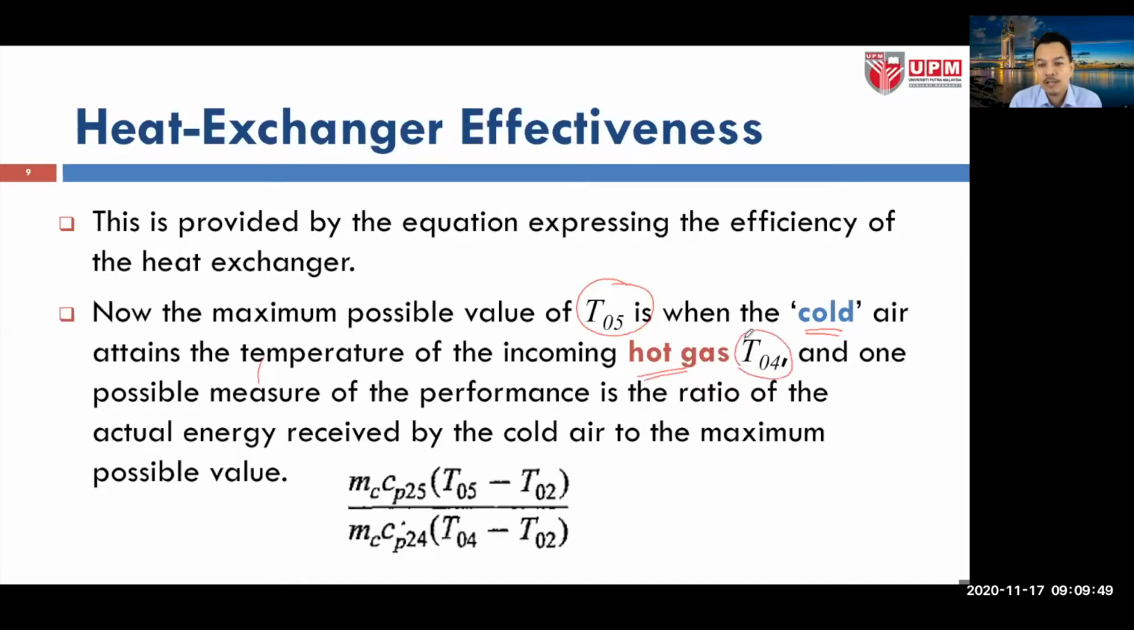TO4 is the temperature coming out from the combustion chamber, right? And one possible measure of the performance is the ratio of the actual energy received by the cold air to the maximum possible value. So this is the expression of the performance, the ratio of the actual energy received.